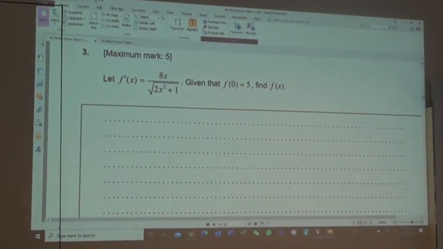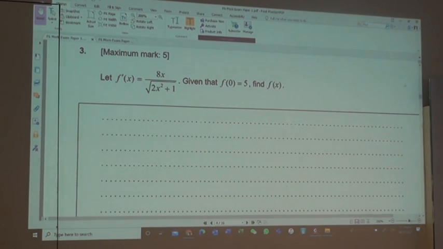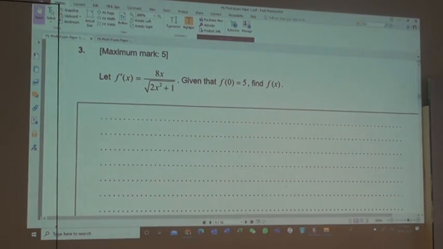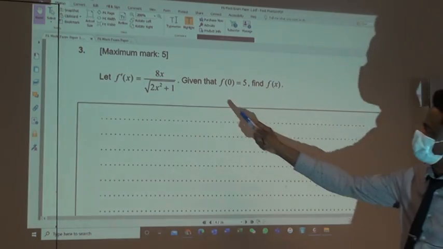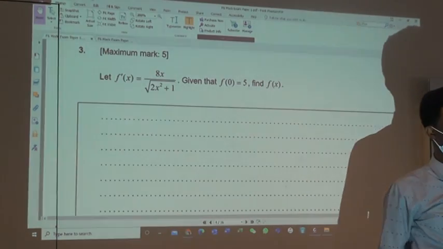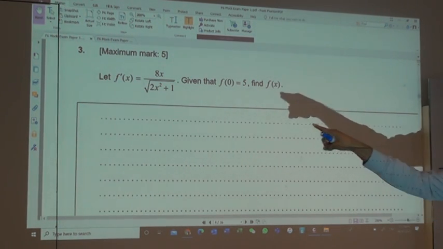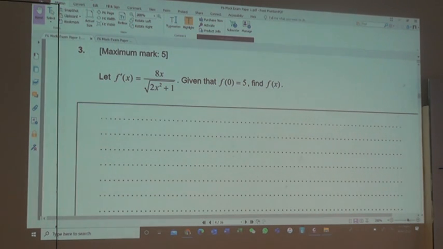Number 3. This is integration. I'm quite surprised that as cheap as this is, some of us missed it. I think we talked about it yesterday. When you are having integration by substitution, you don't have business with the square root. I hope you are listening. We don't have business with the square root. The variable is that term under the square root.